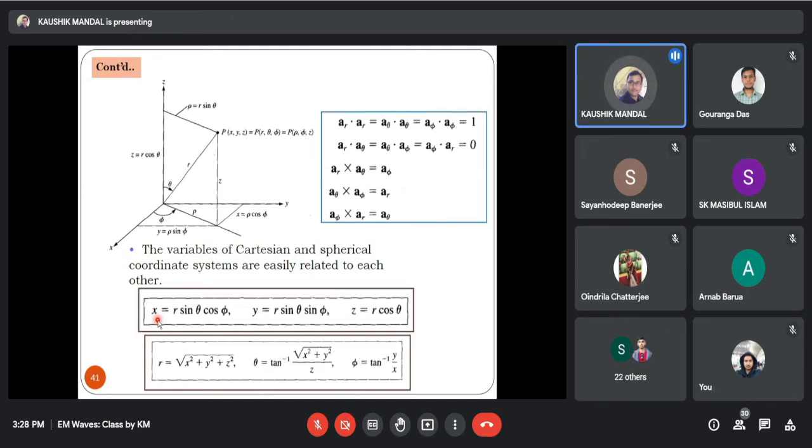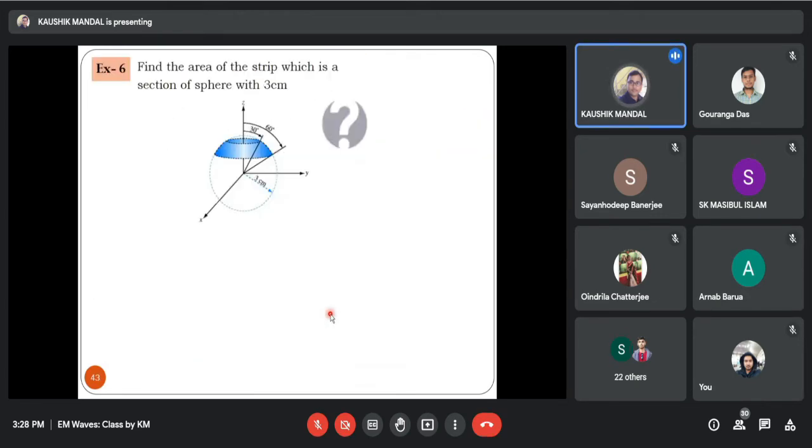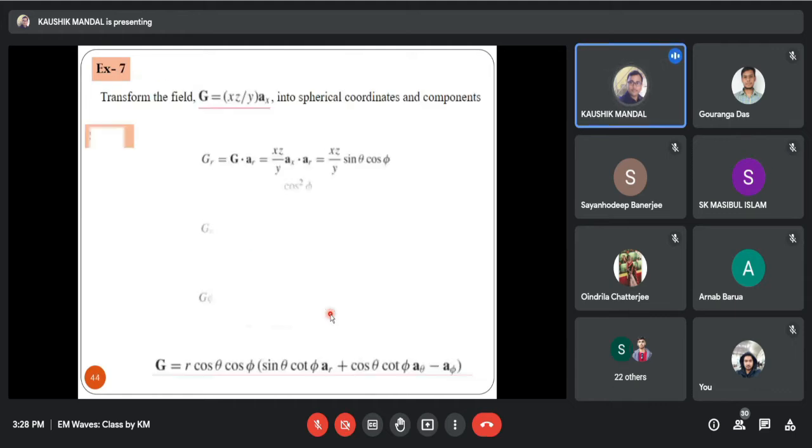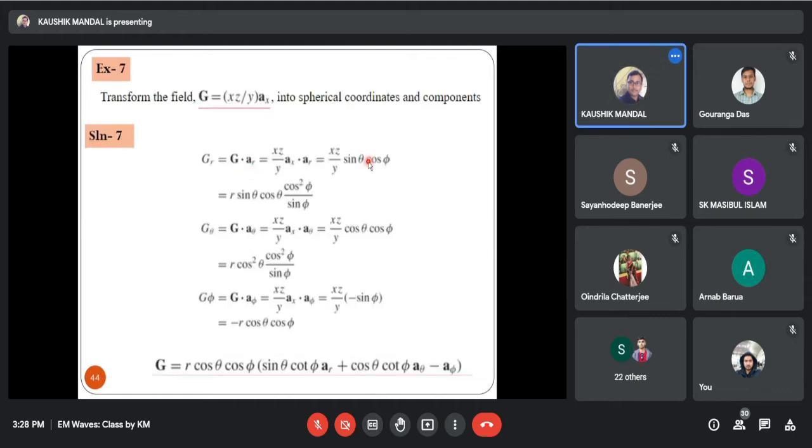G equals xz by y, most probably xz by y. So x equals r sine theta into cos phi, z equals r cos theta, y equals r sine theta sin phi. You have to put all these things to solve this particular example. So ax dot ar becomes sine theta into cos phi. You put the values of x, z and y and simplify it. It will be converted into these particular equations.